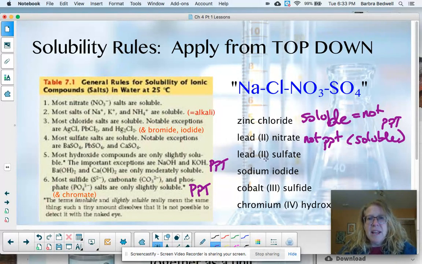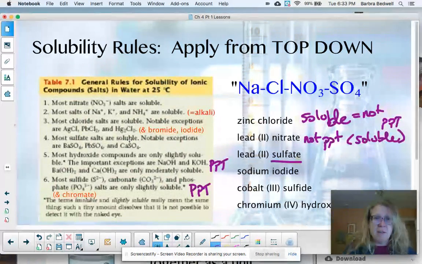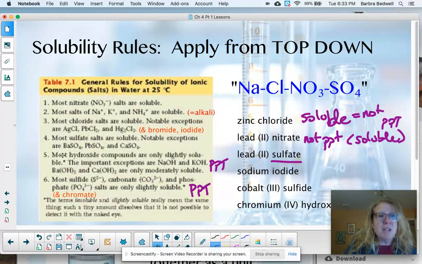Lead 2 sulfate. Okay, well, we haven't looked at lead 2 sulfate yet. So rule number 1 is nitrate salts. Nope. Rule number 2 is the alkali metals and ammonium. Nope. Rule number 3 is chloride, bromide, iodide. Nope. Rule number 4, sulfate salts. Oh, okay, this is a sulfate, all right? Most sulfate salts are soluble. So generally sulfates are going to dissolve. Notable exceptions are barium sulfate, lead 2 sulfate, and calcium sulfate.